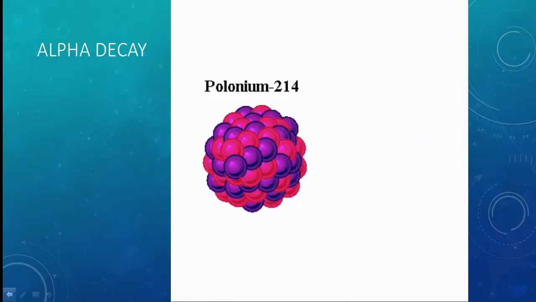Alpha decay, like all radioactive decay, starts with an unstable nucleus. Consider the unstable nucleus polonium-214. The periodic chart says any polonium atom has 84 protons, so we know this has 84 protons. It has a total of 214 protons and neutrons in its nucleus. Well, if the total is 214 and there are 84 protons, there must be 130 neutrons. This is an unstable nucleus, so it needs to change its configuration.